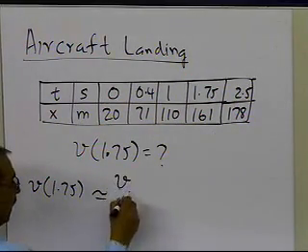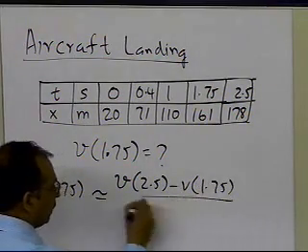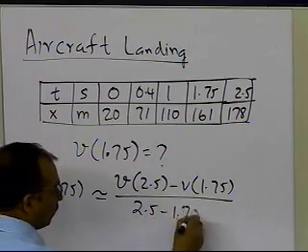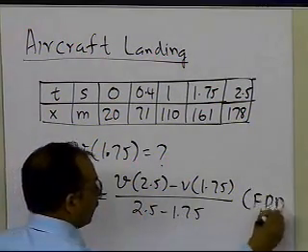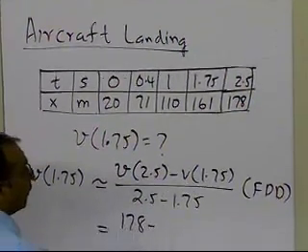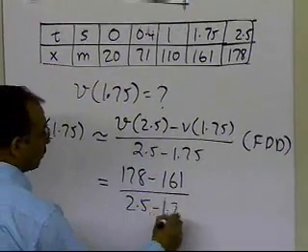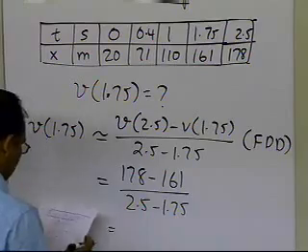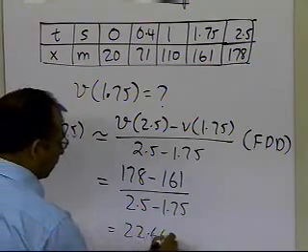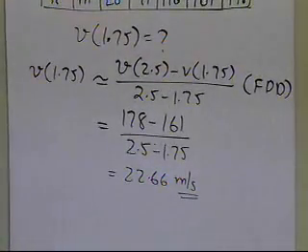So that will be v at 2.5 minus the velocity at 1.75 divided by 2.5 minus 1.75. So this is the forward divided difference scheme which you are using here, because you're using a point ahead of 1.75. So the velocity at 2.5 is 178, the velocity at 1.75 is 161, divided by 2.5 minus 1.75, and the value here turns out to be equal to 22.66 meters per second. Don't forget the units, it's 22.66 meters per second.